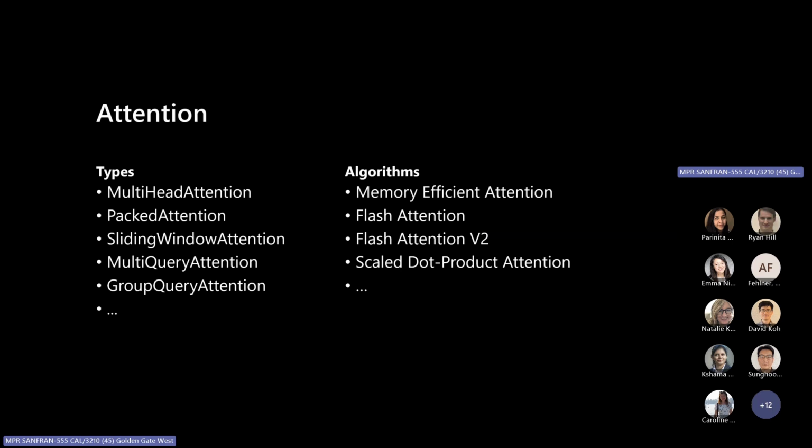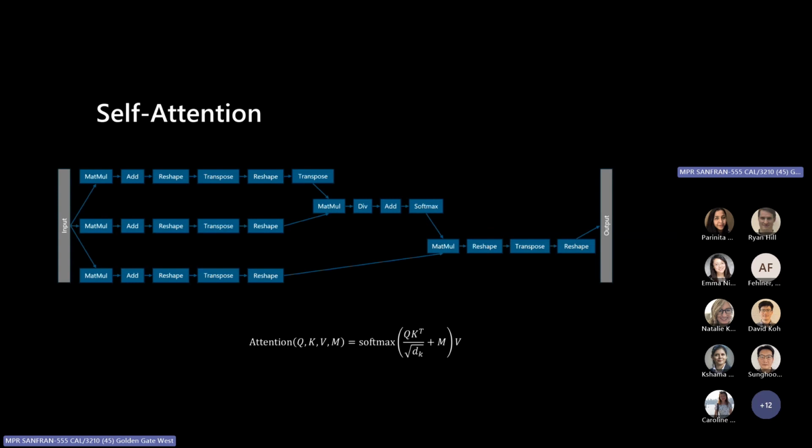And then on top of that, there's different algorithms to compute these attentions. There's memory efficient attention, flash attention v2, scale product attention. And that list also goes on. So it can be very exhausting to figure out which pattern corresponds to which operator. So I'm going to take a shot at trying to show that. So this is self-attention. This is the original version of it.